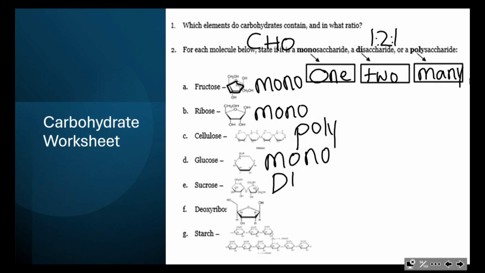Okay. How about the next one? Deoxyribose. What type of sugar is deoxyribose? Well, it's only 1 sugar ring, so I'm going to write mono. This is a monosaccharide. And then the last one, a starch. I see a lot of different rings all fused together here, so this is going to be a polysaccharide. Okay? Great job. That's the first half of the worksheet.